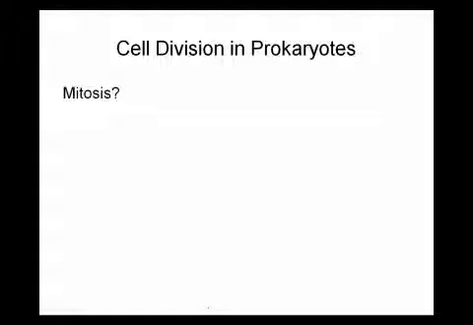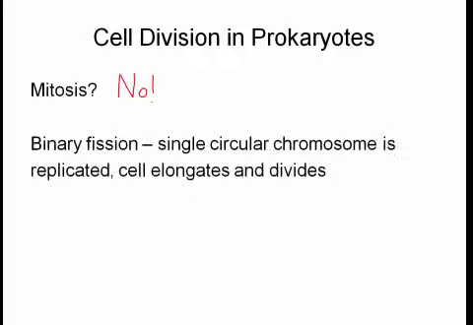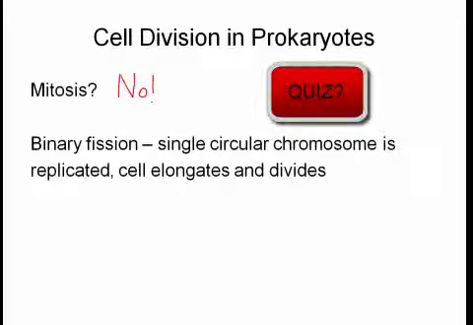Before we move on to meiosis, we'll take just a moment and look quickly at cell division in prokaryotes. Do prokaryotes go through mitosis? Remember, mitosis specifically is nuclear division, and prokaryotes lack a nucleus, and so they go through cell division, which is called binary fission. Prokaryotes have a single circular chromosome.